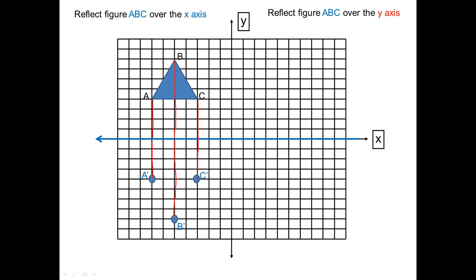Remember, we have our little primes on there, and our little primes simply tell us those are the new figures. We can join them together, and we have our new reflected figure, A prime, B prime, C prime.